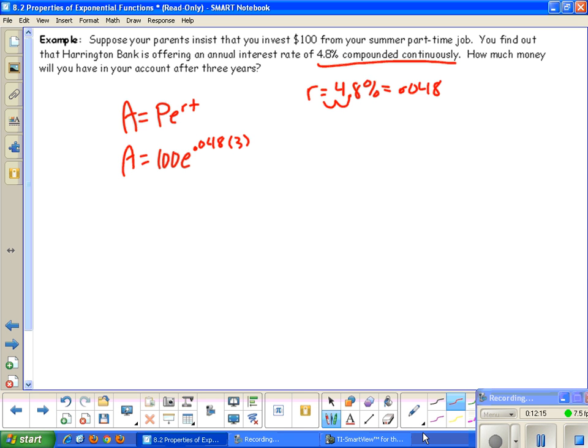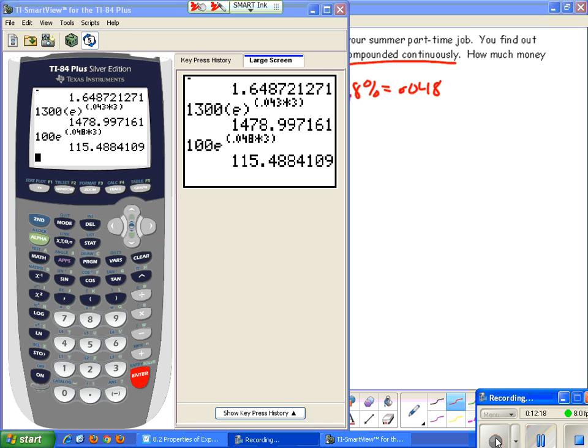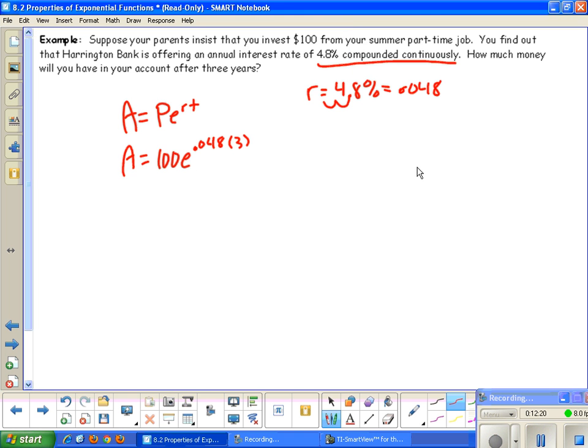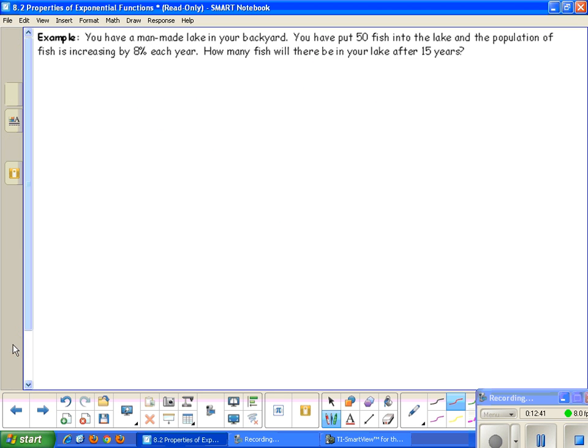So same thing in my calculator. When I plug this into my calculator, notice I get $115.49. Now be careful how you plug these problems into your calculator, because it's easy to get a wrong answer if you don't plug it in correctly.